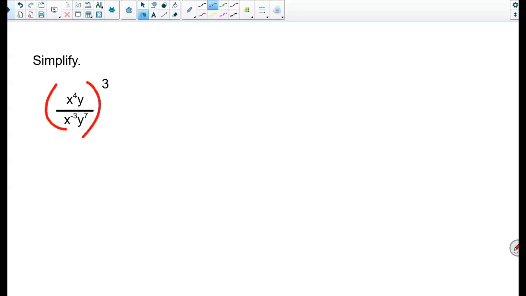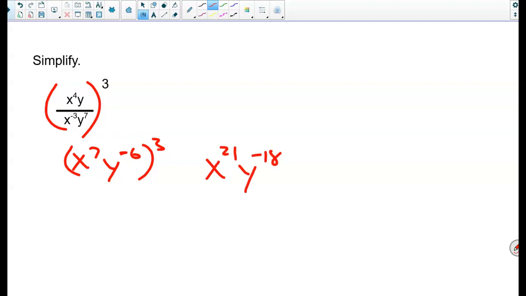Should be parentheses here. Here I'm going to simplify. 4 minus a negative 3 is x to the 7th. 1 minus 7 is a negative 6. Now I distribute the cubed. X to the 21, y to the negative 18. We don't need negative exponents in your answer. X to the 21st, y to the 18th.